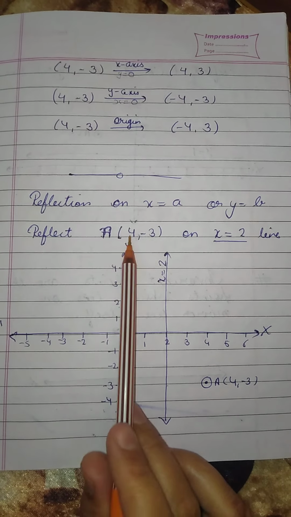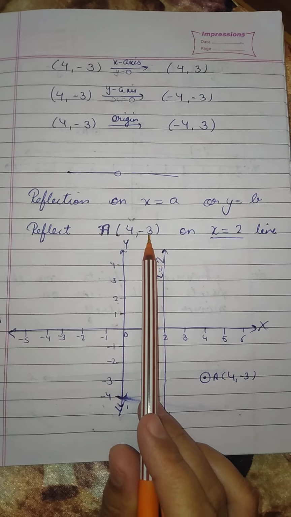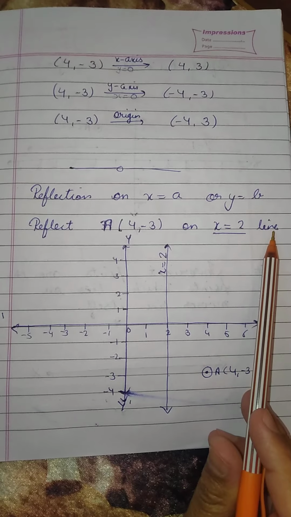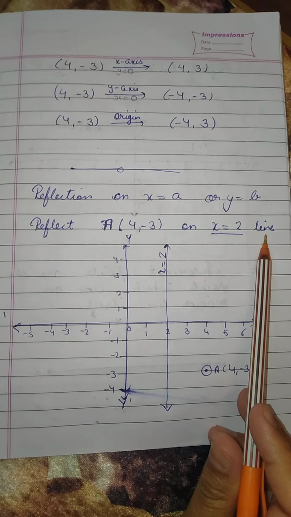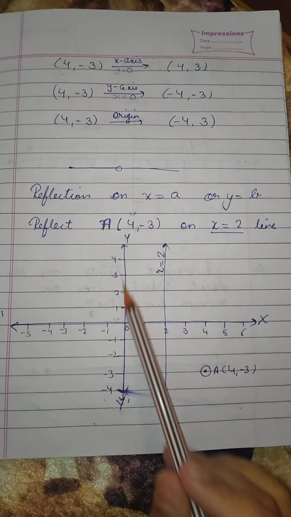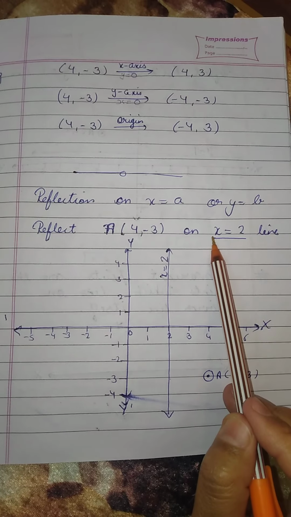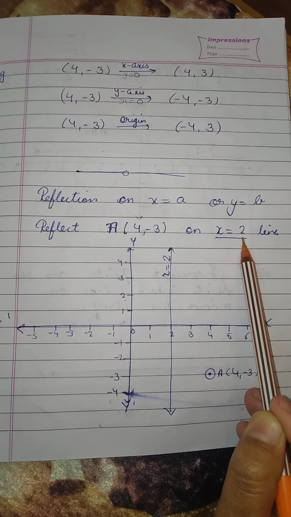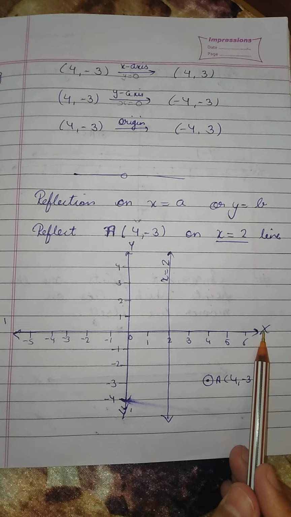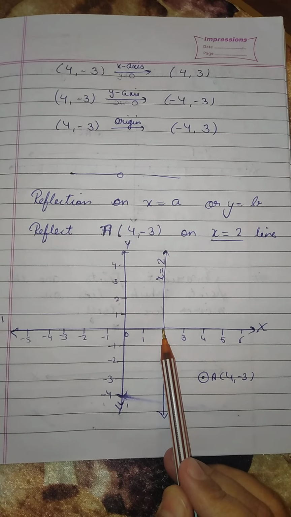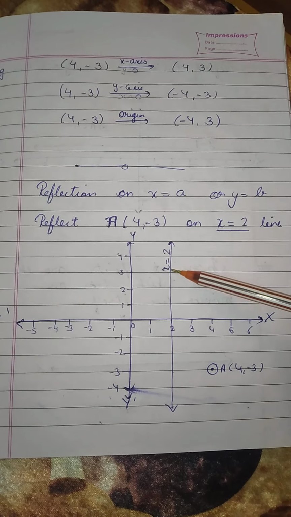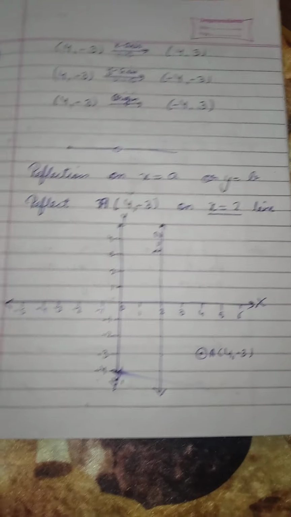The point A is (4, -3). Now it is to be reflected on the x equal to 2 line. So what do I have to do? Draw the coordinate axes and plot the mirror line. Your mirror line is x equal to 2. So on the x-axis, look for 2. Draw the x equal to 2 line.